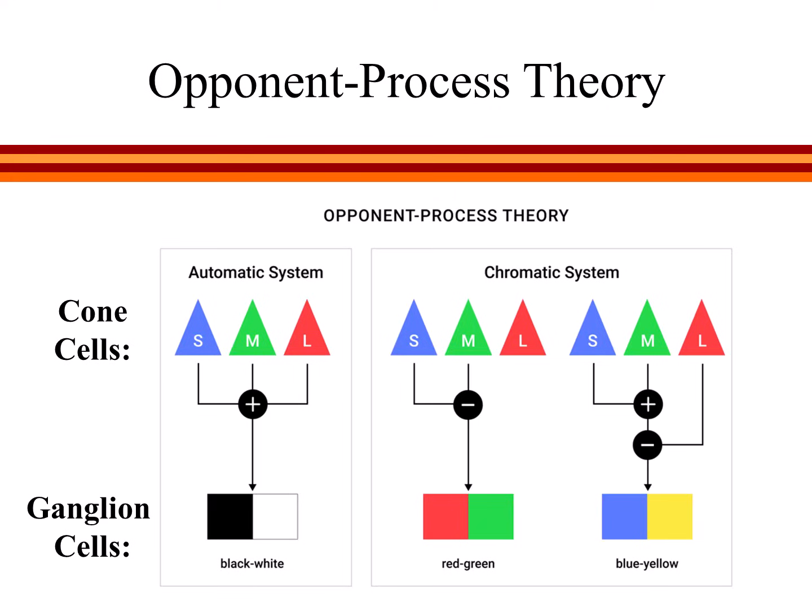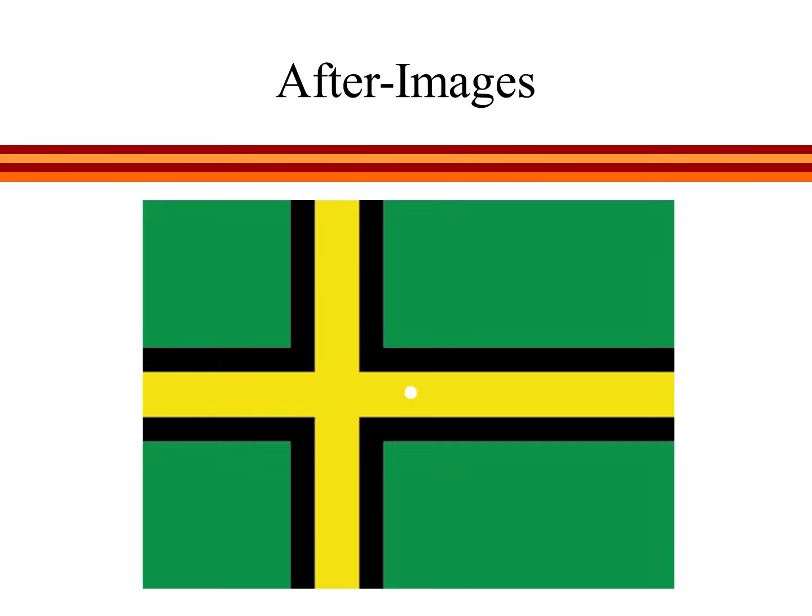Opponent process theory nicely explains a particular phenomenon called afterimages. Afterimages are an illusion where an image tends to linger in your vision even after the original stimulus is gone. Let's try this out. First, stare for about 30 to 60 seconds at this green and yellow flag, and then either close your eyes or stare immediately at a blank piece of paper. I'll give you a minute to pause the video and try this out if you'd like.